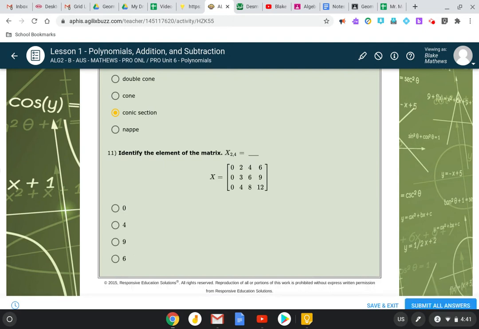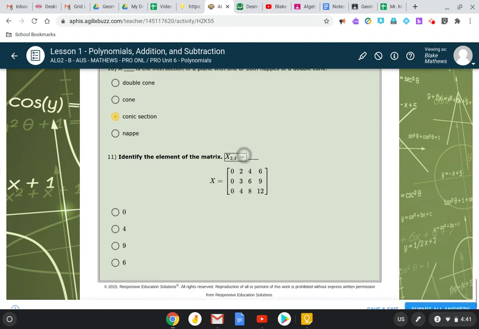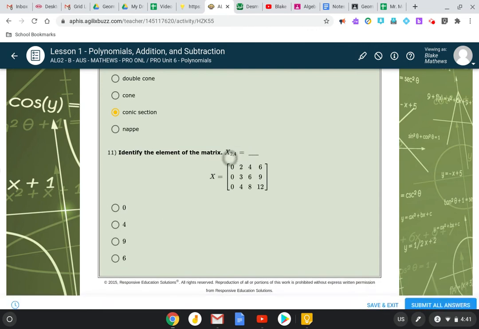Lastly, identify the element of the matrix X, 2, 4. So in this kind of expression, these two terms refer to the rows and the columns. So this is saying what is in row 2, that would be this row right here. What is in row 2, column 4. So row 2, column 4, and you choose the number that's in that position.